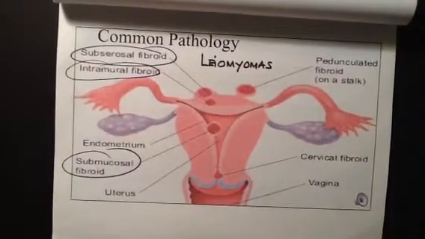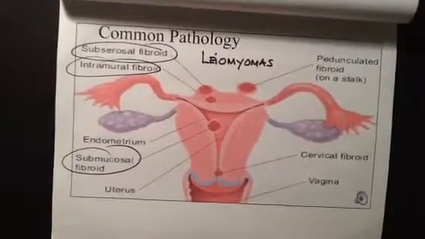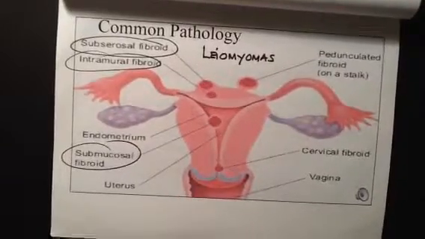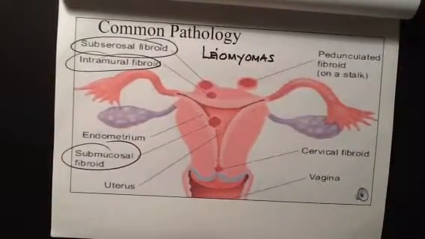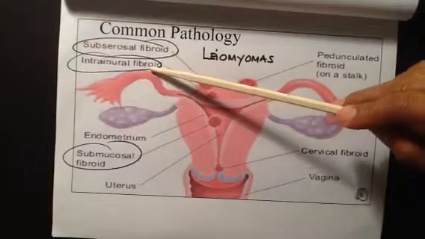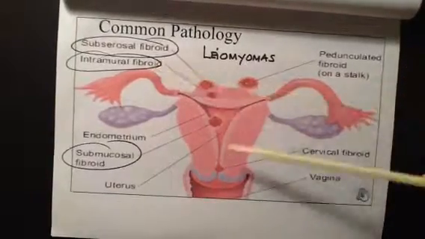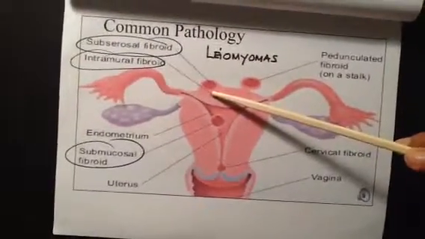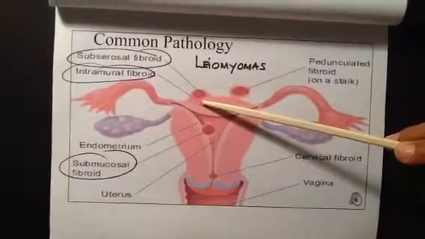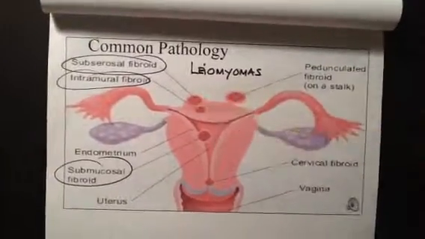These are called pedunculated. Intramural fibroids develop within the wall of the uterus and expand inward, increasing the size of the uterus.